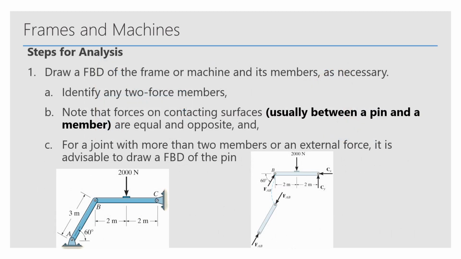Step one for analysis: first, you want to draw a free body diagram of the frame or machine and its members as necessary. You want to identify any of the two-force members. Then you want to note the contact forces, usually between the pin and the member. An example on the bottom left is that 2000 force pointed downward, between two pins for B and C. That would be the external contact force.